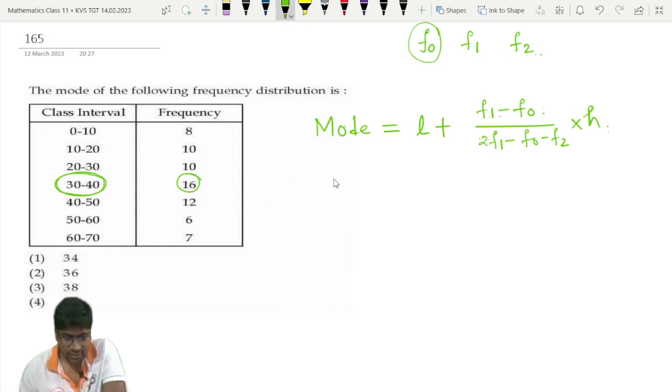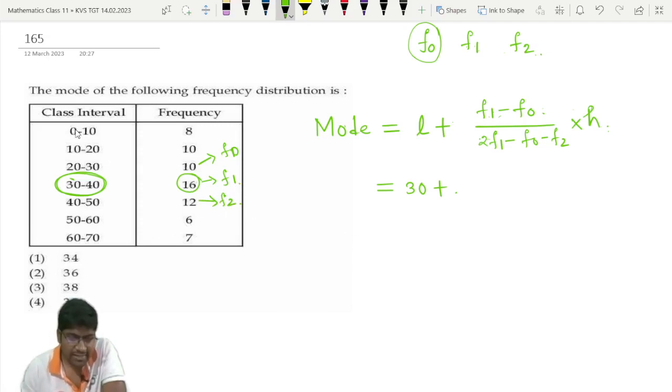So this is the modal class. So what is L then? L will be the lower limit of the modal class, that is equal to 30. So 30 plus F1, where F1 is the frequency of the modal class. The class preceding the modal class has frequency F0, and the class after it has frequency F2.